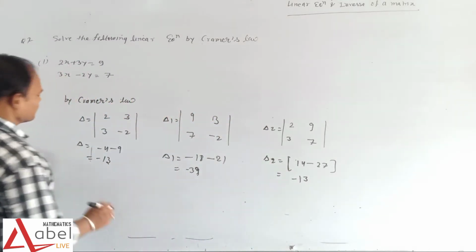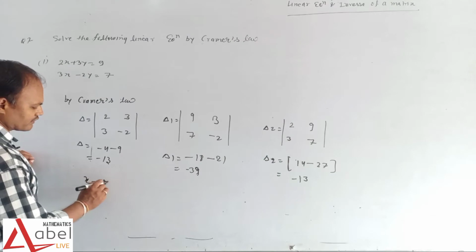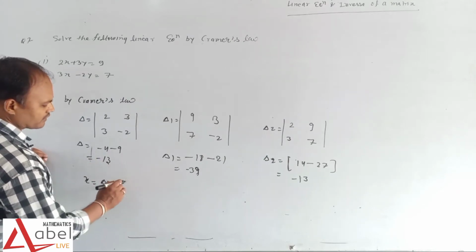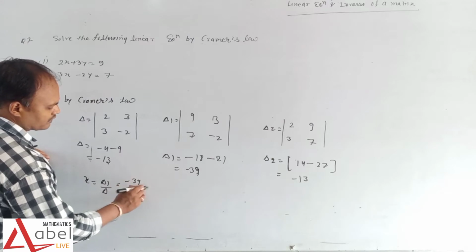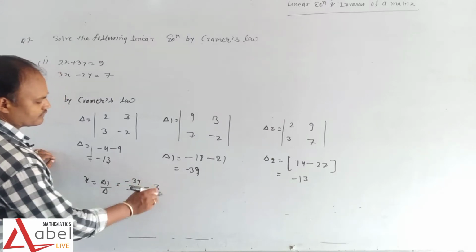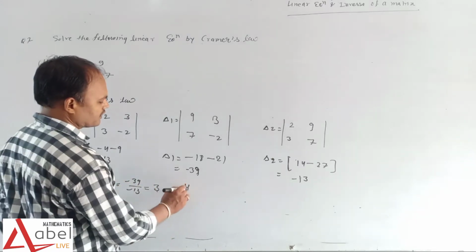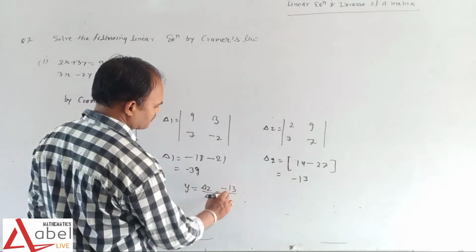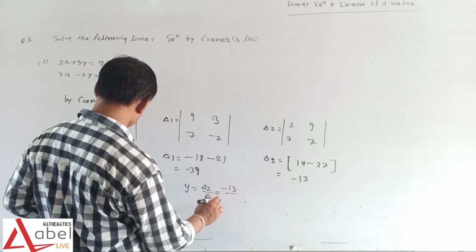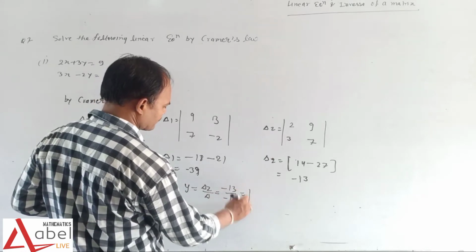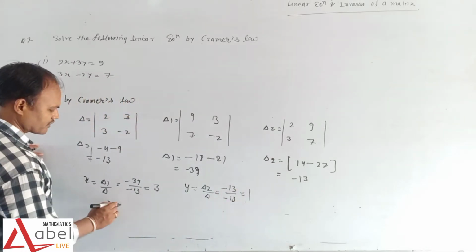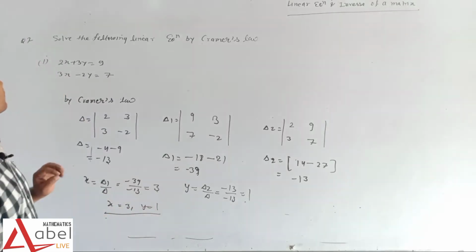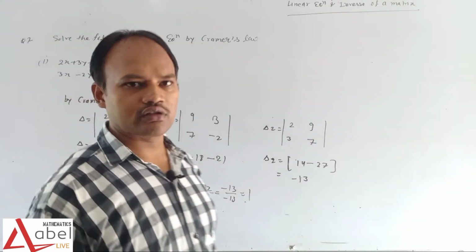So students, now we have to find x equals delta 1 upon delta. Delta 1 is minus 39 upon minus 13, so it is 3. What about y equals delta 2 upon delta? It is minus 13 upon minus 13, so it is 1. So there are two values, x equal 3 and y equal 1. This is your answer, the first part of your question number 7.